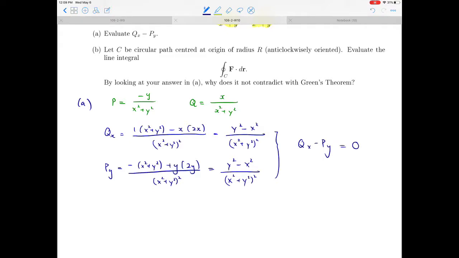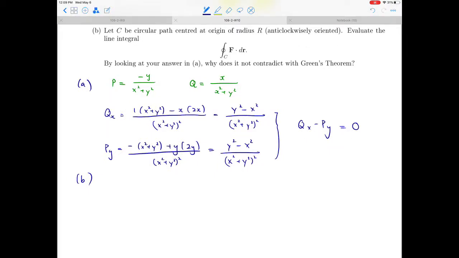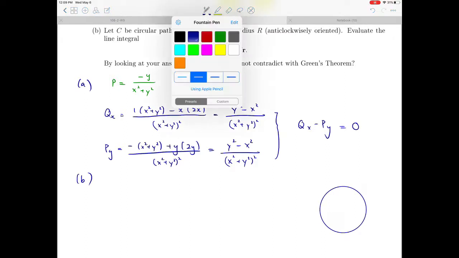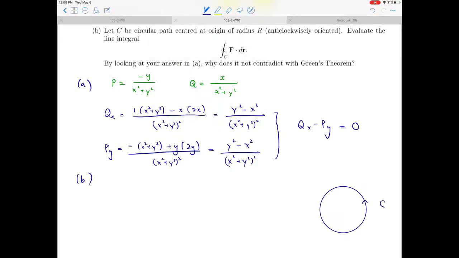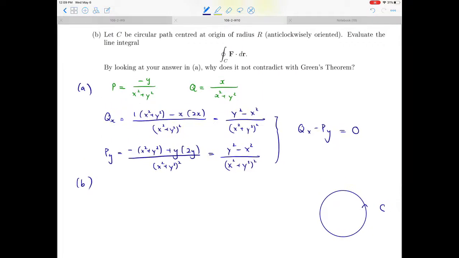And then part B. Let C be the circular path centered at the origin of radius r. So C in this case is just a circle, traversed anti-clockwise, and then evaluate the line integral of this. You may think of doing it like this. This is how not to do it.